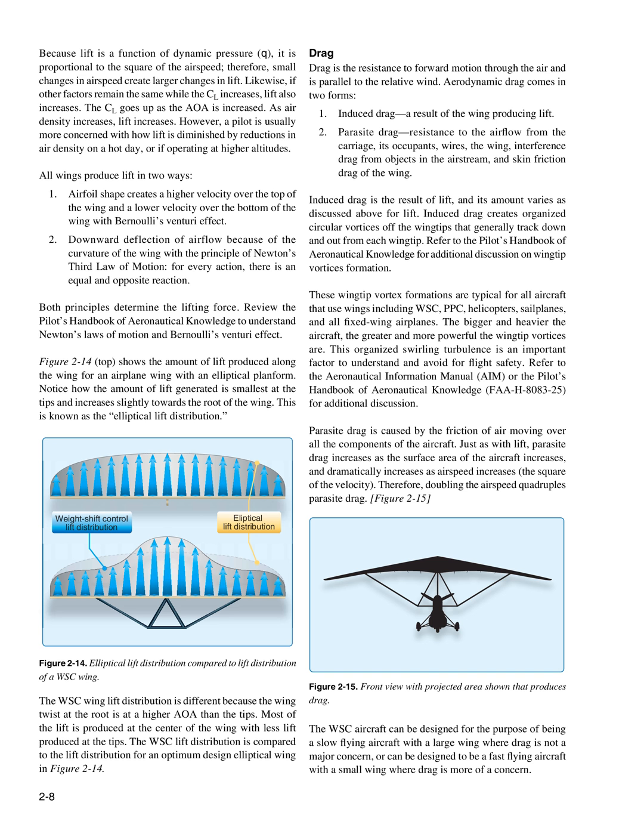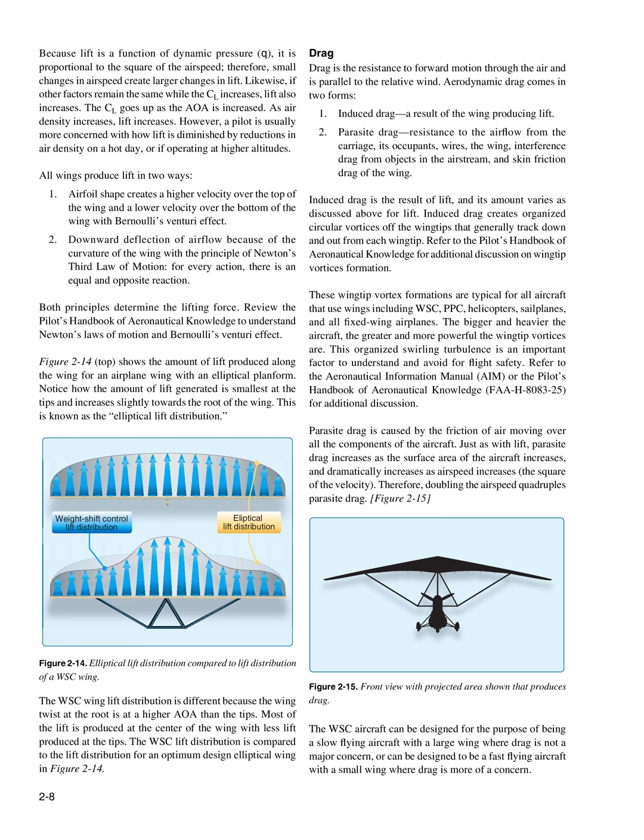FAA-H-8083-25, for additional discussion. Parasite drag is caused by the friction of air moving over all the components of the aircraft. Just as with lift, parasite drag increases as the surface area of the aircraft increases, and dramatically increases as airspeed increases, the square of the velocity. Therefore, doubling the airspeed quadruples parasite drag.